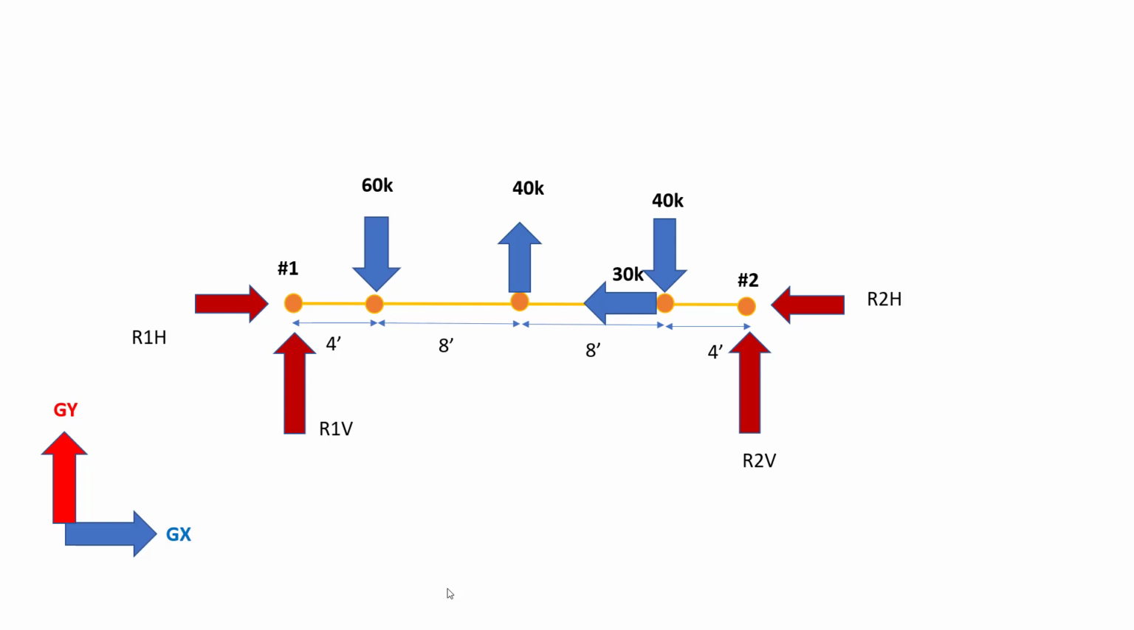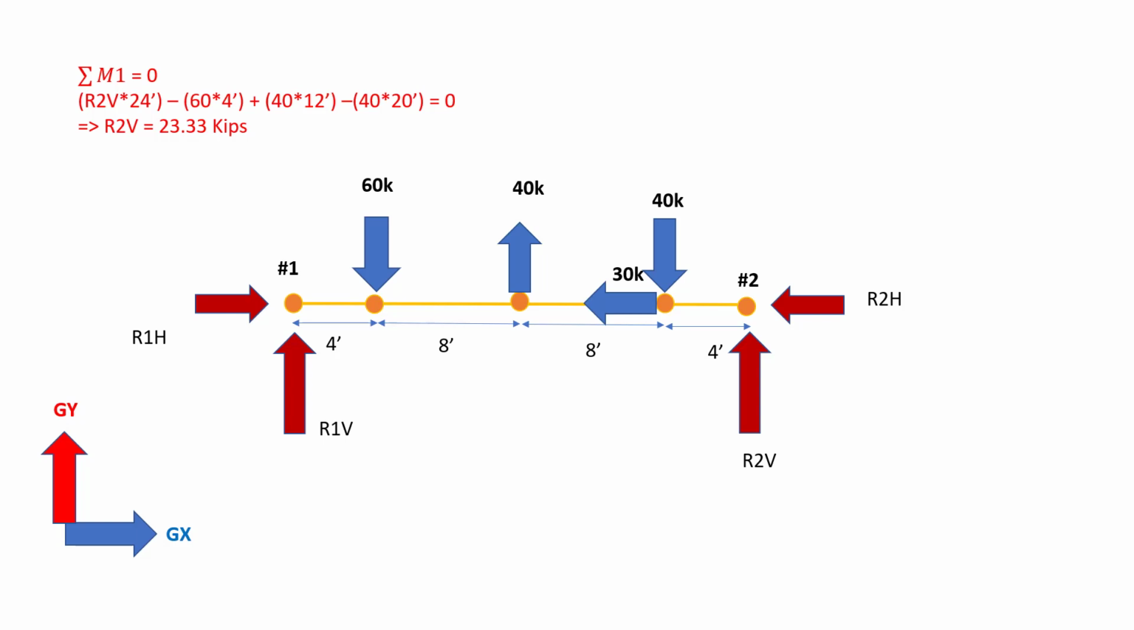Now, under this condition, as we can see, let us take the moment about point 1, about the z axis, which would be coming out of the screen towards you. We can see that all the horizontal loads and reactions would pass through node number 1 and thus would be ruled out of this particular equation. Again, R1V would also go through point number 1 and thus would be ruled out of the equation. So the only unknown that we have if we consider the moment about node number 1 is R2V.